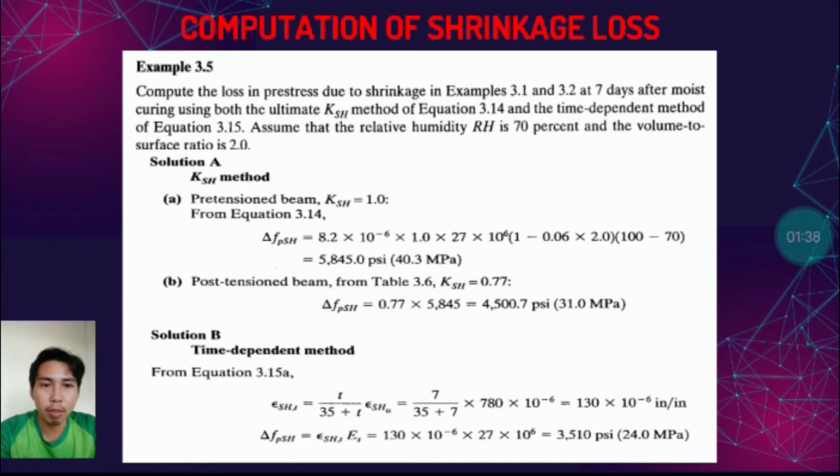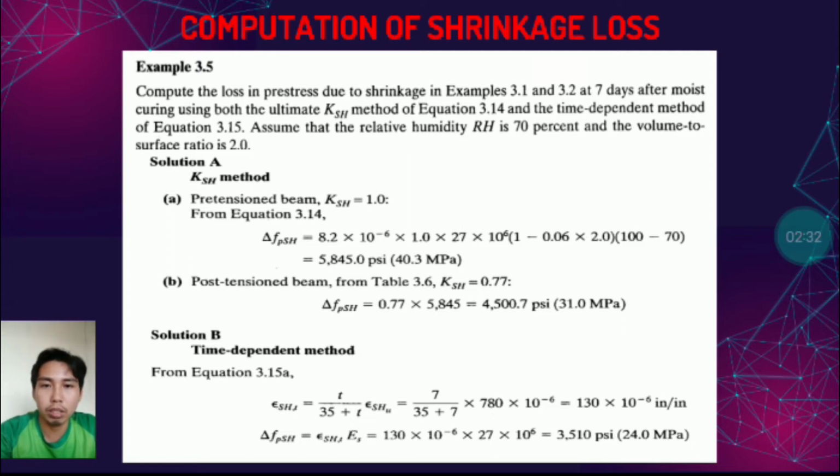RH equals 70%. Therefore, delta f_PSH equals 8.2 times 10 raised to negative 6 times 1.0 times 27 times 10 raised to positive 6, then bracket 1 minus 0.06 times 2.0, close bracket, and quantity 100 minus 70. So delta f_PSH equals 5,845.0 psi.